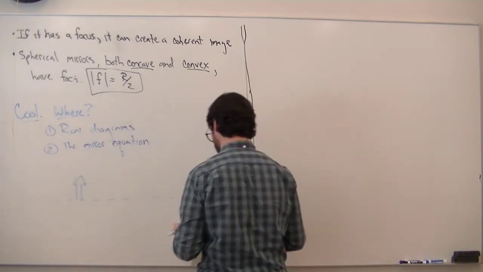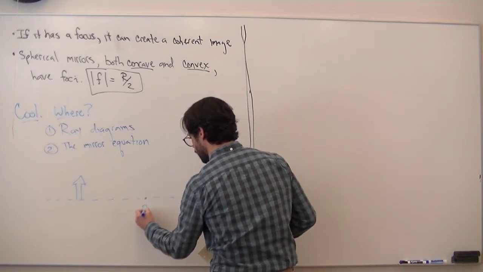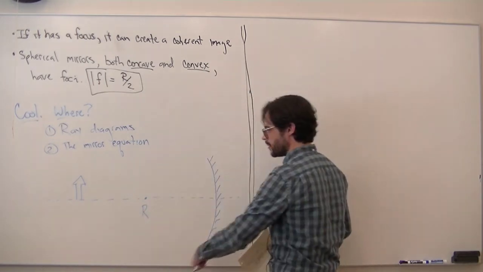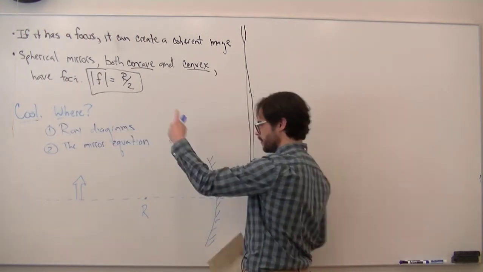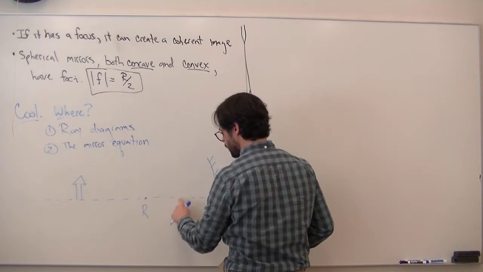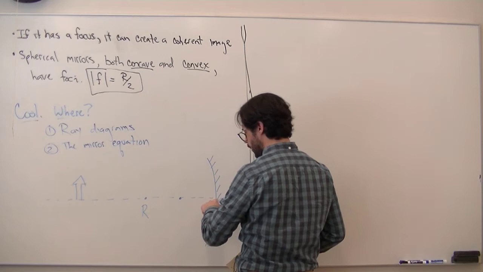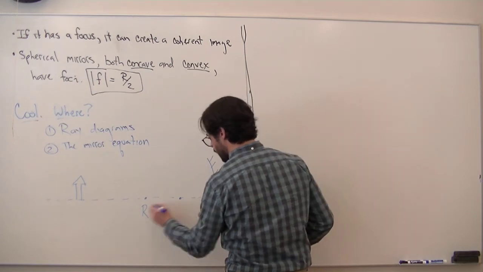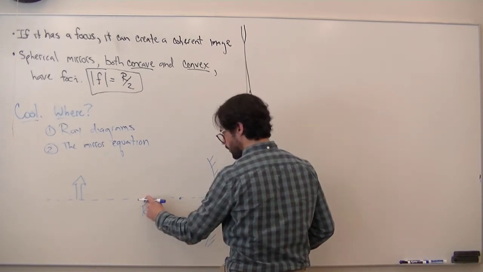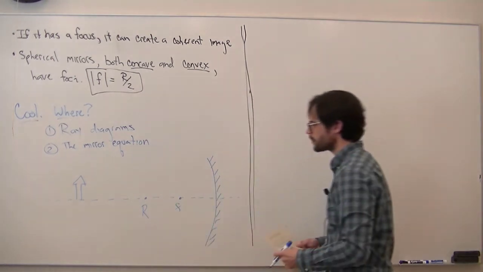Let me put an object down, and then just as a reminder, this is the radius of curvature of that lens. So you'd imagine that as being the center of the disco ball from which this was cut. And the focus is halfway in between the mirror itself, where it strikes the principal axis, and the radius of curvature, the center of the lens. So this is F. Okay?